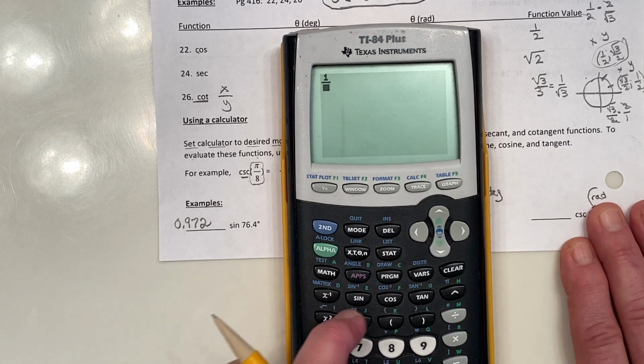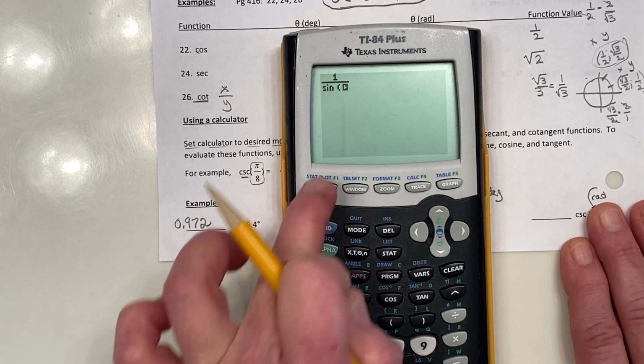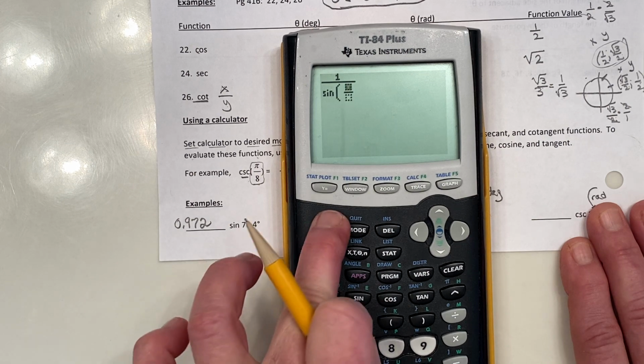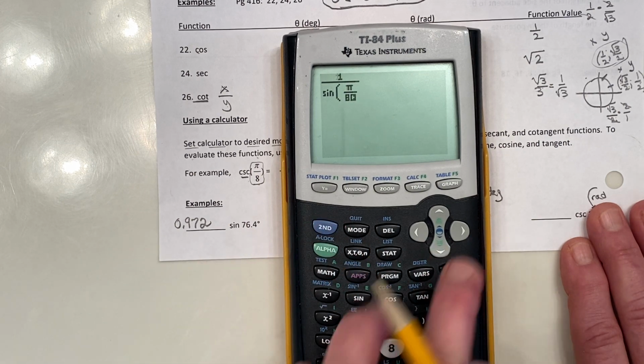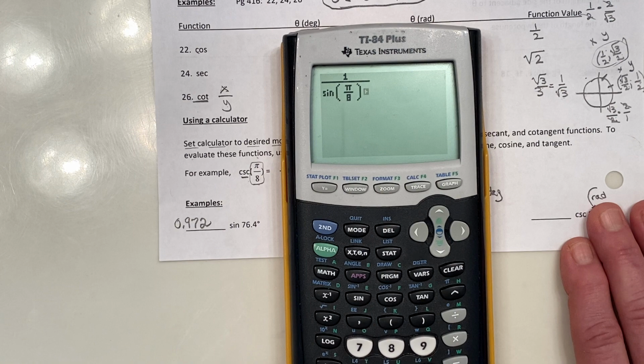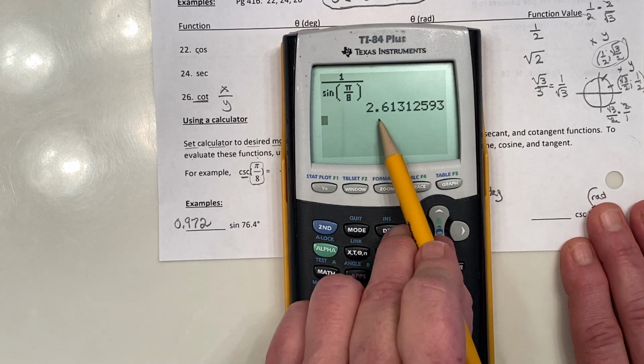We're in radian mode, right? Yep, sine. Let's make another fraction and we'll put pi on top, 8 down here, close our parentheses, 3 decimals, 2.613.